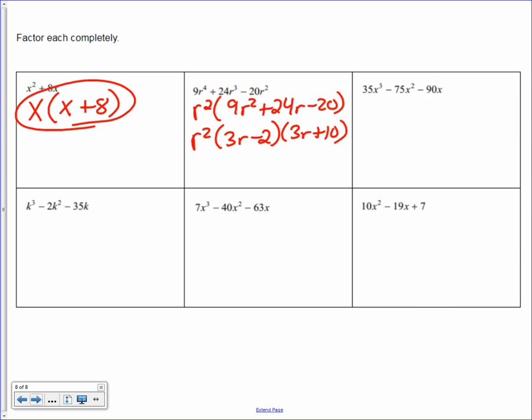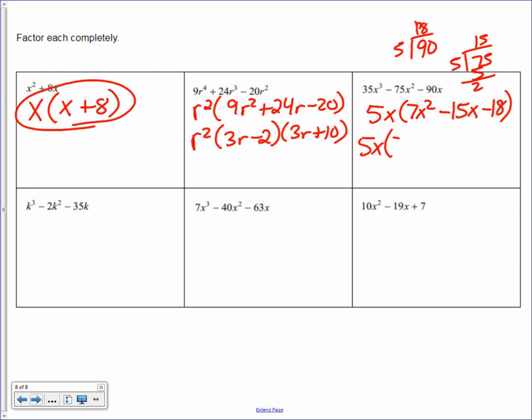The next one I notice I can pull out a 5x first. So I get 7x squared minus 75 divided by 5, minus 15x divided by 5. Okay. So then when I factor the insides, I get 5x, and I get 7x plus 6 when I box and diamond it, x minus 3.